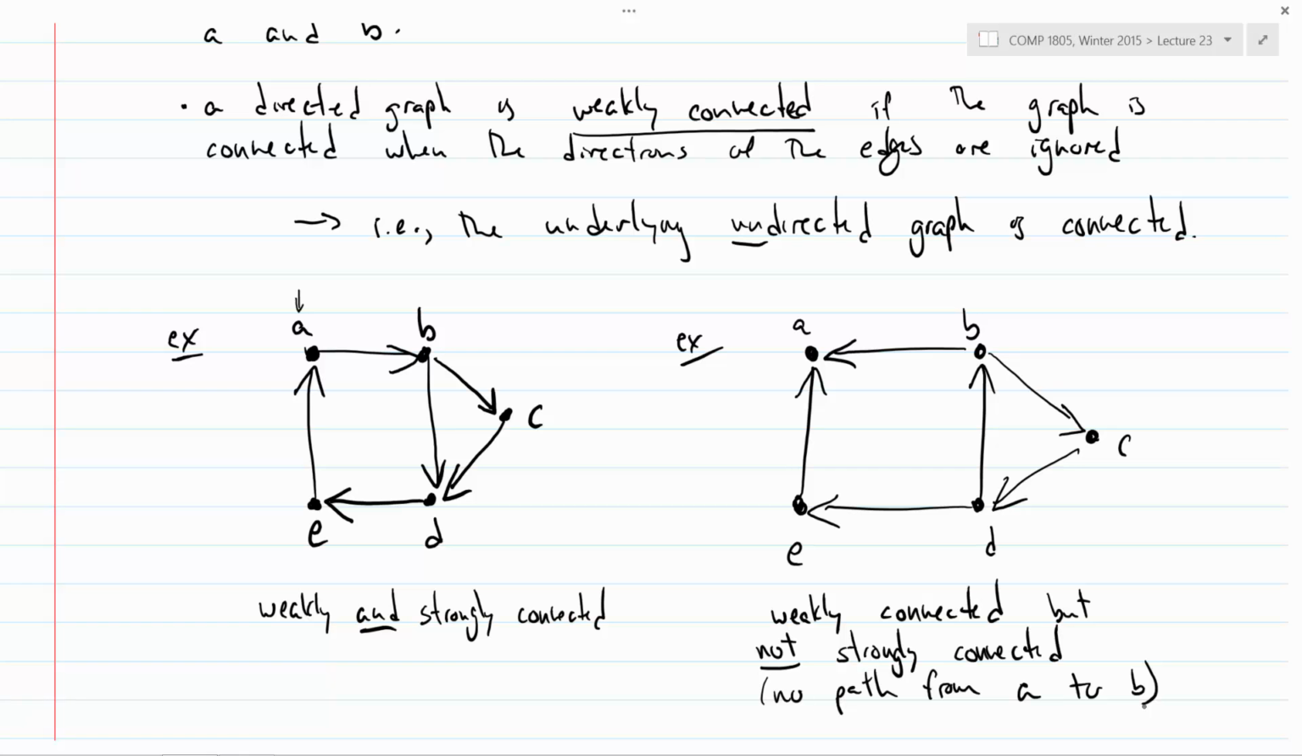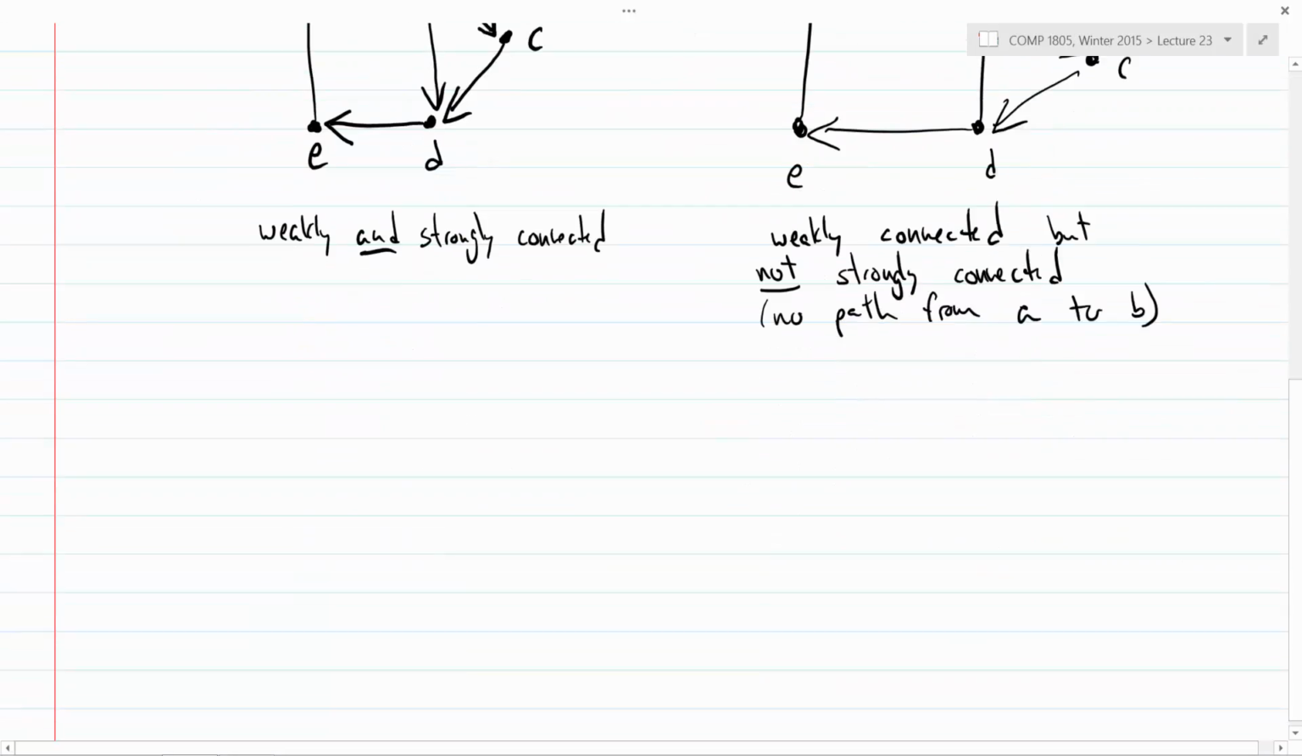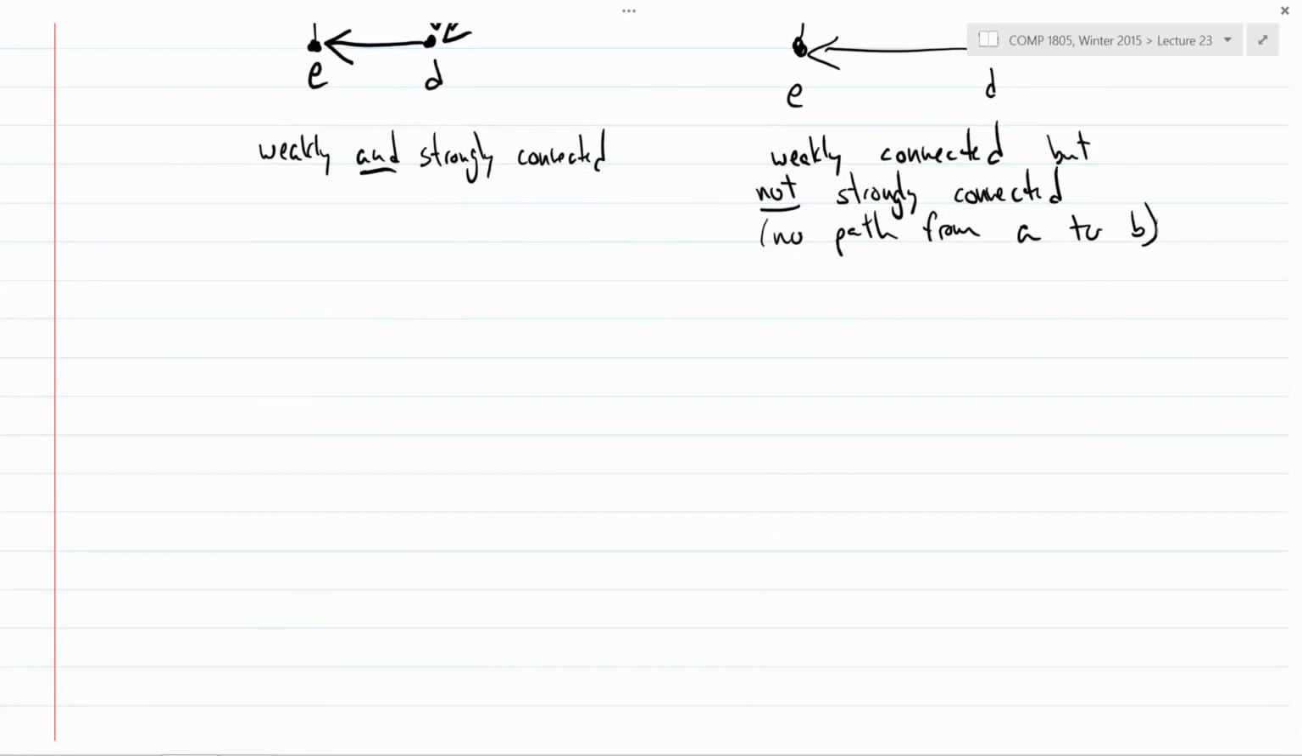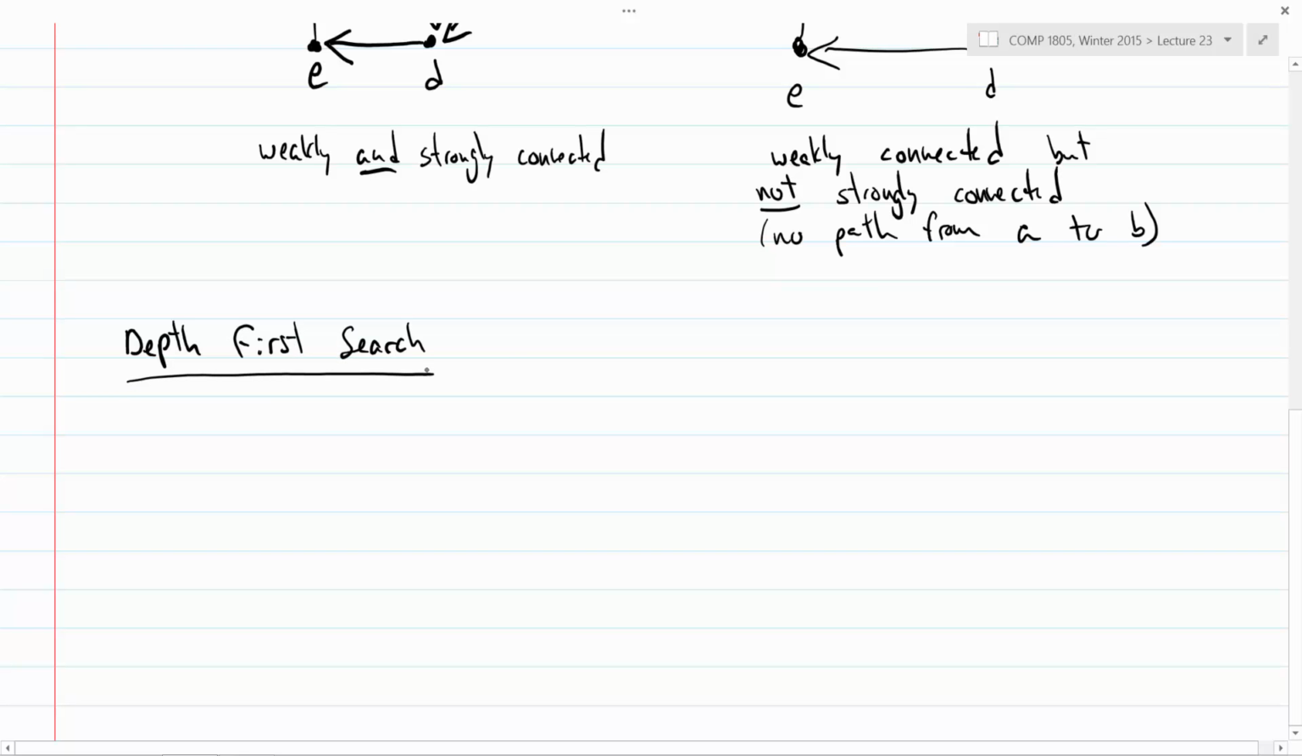All right. So that's what I want to say about connectivity for now. So now we're going to move on to the next thing about graphs. We've got a lot of definitions for what graphs are, but we haven't really done a lot with them yet. So now we're going to start doing things with them. The first thing I want to talk about is depth first search. And this is commonly abbreviated DFS.